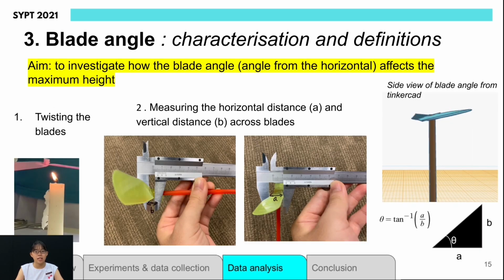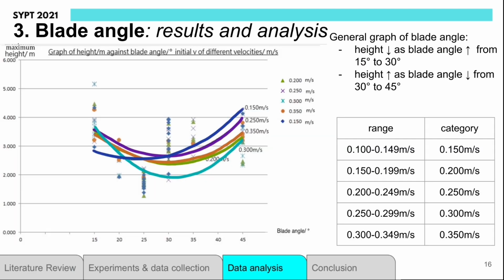In our third experiment, we investigated how the blade angle affects maximum height. Blade angle is defined as the angle from the horizontal. To vary the blade angle, we heated the blades and altered the blade angles, using a vernier caliper to check for accuracy. This is the graph of height against blade angle for various initial velocities.